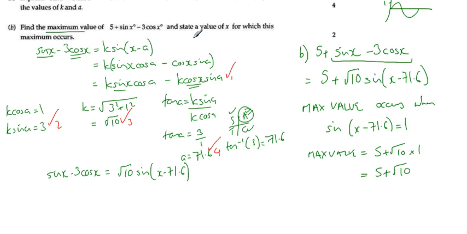Now the second part is state a value of x for which this maximum occurs. Now the sine graph equals 1 at that point there, when you're doing sine of 90. So that happens when x minus 71.6 is equal to 90 degrees, because if you put 90 degrees in there, that's going to give you 1, which is a maximum for that function. So x is equal to 161.6 degrees. And just for the marking, it's a mark for stating the maximum value, and then a mark for knowing the x when that happens.